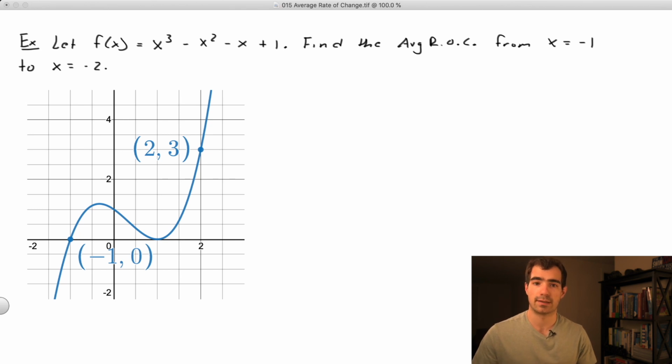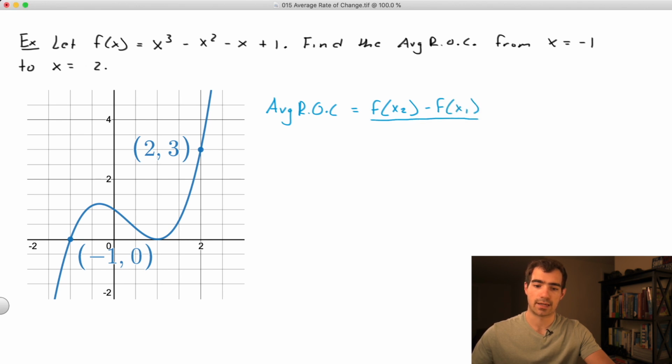And so let's see if we can apply that here as well. If we want to compute the average rate of change of this function from -1 to +2, then we can utilize our average rate of change formula. We know that the average rate of change is equal to f of x2 minus f of x1 divided by x2 minus x1. And so all we'll have to do here is evaluate f of x2 and f of x1.